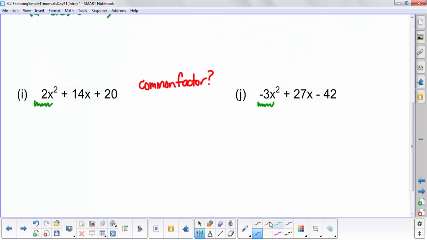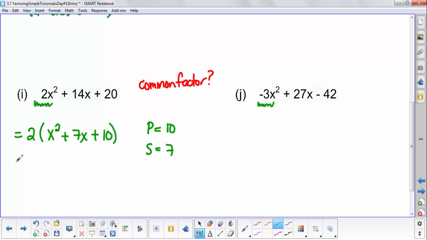So I'm looking at this and I see that all terms are divisible by 2. So I'll factor out the 2, leaving me with x squared plus 7x and then plus 10. And then what remains inside the bracket here is a simple trinomial. So this time we want to look for two numbers that multiply to positive 10 and add to positive 7. So now that you've factored out this 2, it's just kind of going to go along for the ride now. We don't forget to write it. You have to write it for every step.